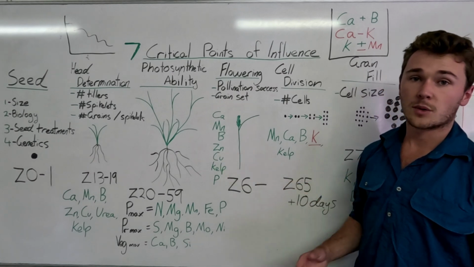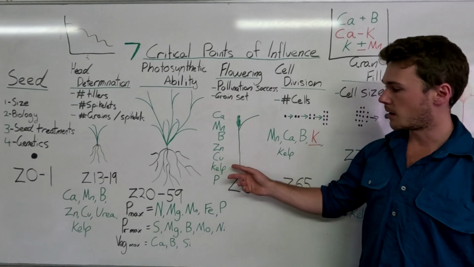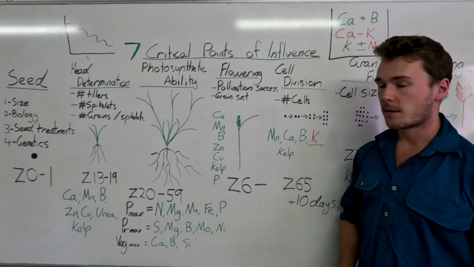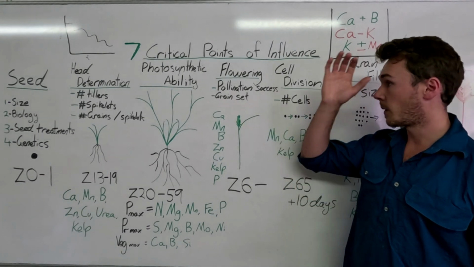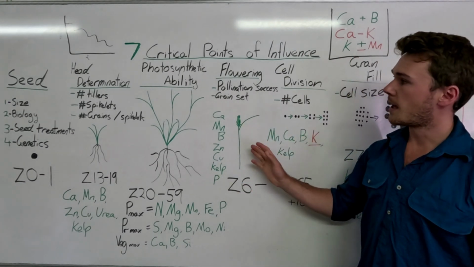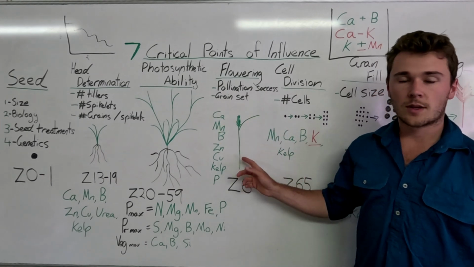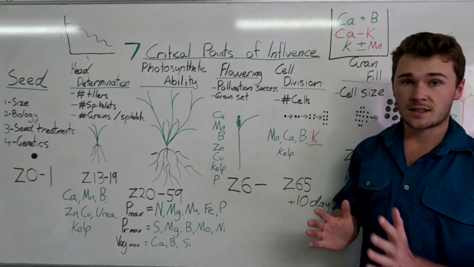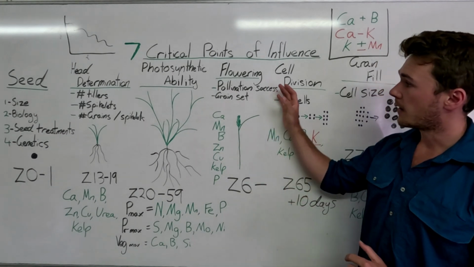Copper can be a bit of a pain to apply as a foliar. It doesn't really mix well with other things, but it's potentially worth it depending on your operation. With each of these, typically we like to apply a foliar spray. And to hit these points of influence, we want to make sure we're applying the foliar spray a week to 2 weeks prior to the actual event occurring.